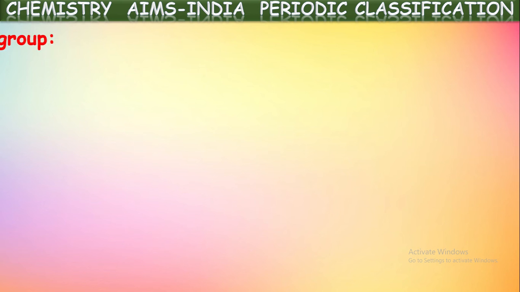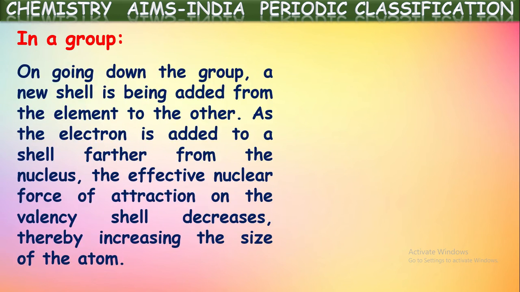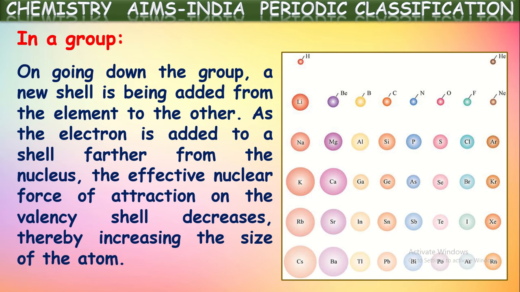Now in a group, how does this atomic radius vary in a group? On going down the group, a new shell is being added from one element to another element. As the electron is added to a new shell further from the nucleus, the effective nuclear force of attraction on the valence shell decreases, thereby increasing the size of the atom.